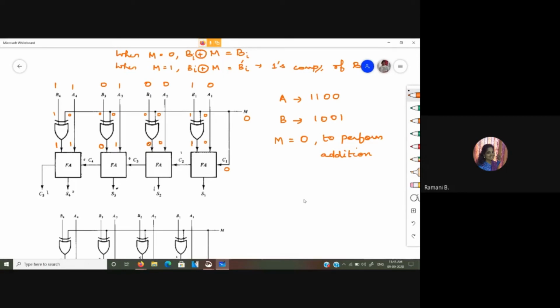So now here 0 plus 0 plus 1. So my sum is 1 and carry is 0. Now here all are 0. So my sum is 0 and carry is also 0. Then 0, 1, 0. So sum is 1 and carry is 0. Then 0, 1, 1. So sum is 0 and carry is 1. Okay. So the output for this is 0, 1, 0, 1. This is my sum and this is our carry.